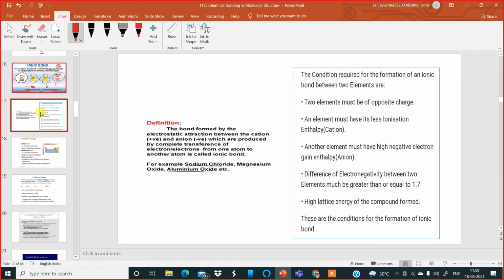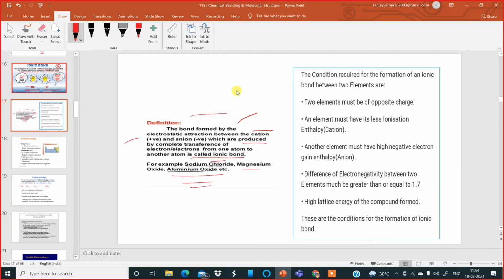But if you look at the definition of an ionic bond today, this is the correct definition according to the ISC level, plus 2 level. The bond formed by the electrostatic force of attraction between the cation and anion, which are produced by complete transference of electrons from one atom to another, is called an ionic bond. Plenty of examples are there: sodium chloride, magnesium oxide, aluminum oxide, etc.